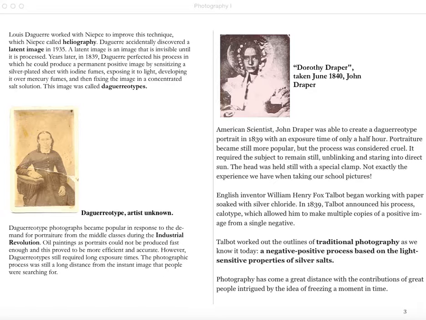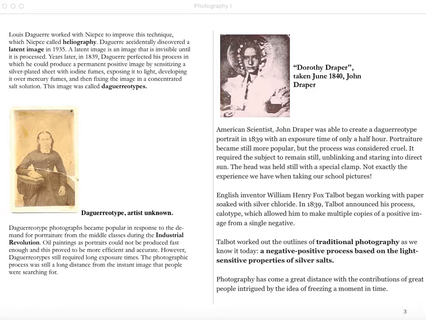American scientist John Draper was able to create a daguerreotype portrait in 1839 with an exposure time of only a half hour. Portraiture became still more popular, but the process was considered cruel. It required the subject to remain still, unblinking and staring into direct sun. The head was held still with a special clamp, not exactly the experience we have when taking our school pictures.